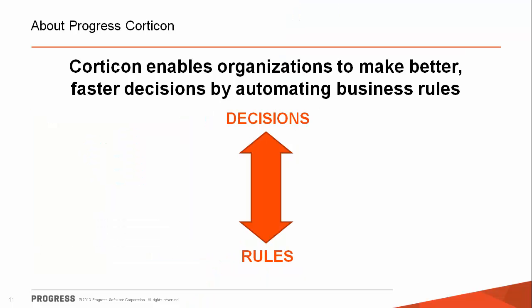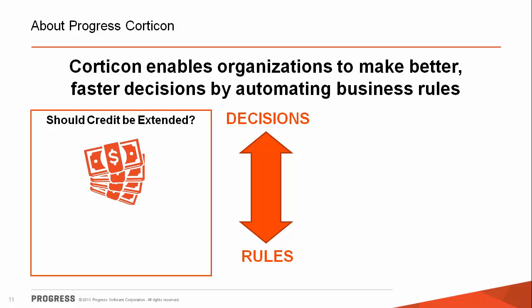So if we want to speak in a little bit more detail about Progress Corticon, it's really about enabling your organizations to make better, faster decisions by automating your business rules. And we discussed these two concepts of decisions and rules because they are related to each other, but they're separate components.